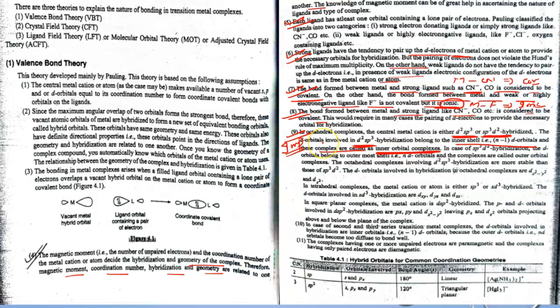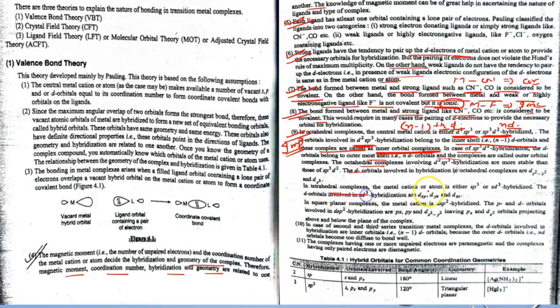Most of the time questions are asked: what are inner orbital complexes, what are outer orbital complexes? You have to explain what inner and outer orbital complexes are, and give an example of each. So an inner orbital complex is where the (n-1)d orbital is getting involved, and when the nd orbital is getting involved, that is going to be an outer orbital complex.